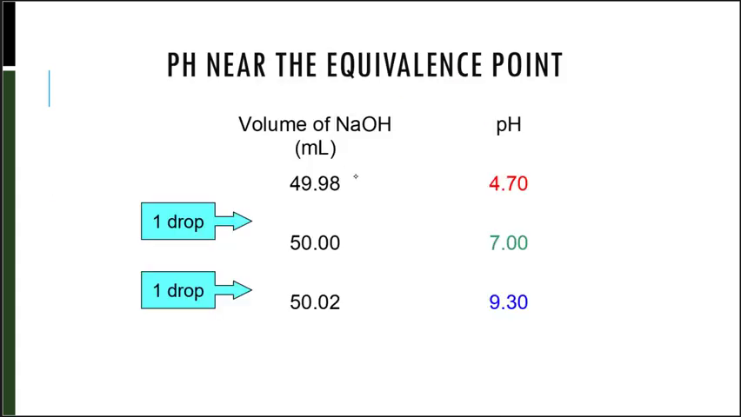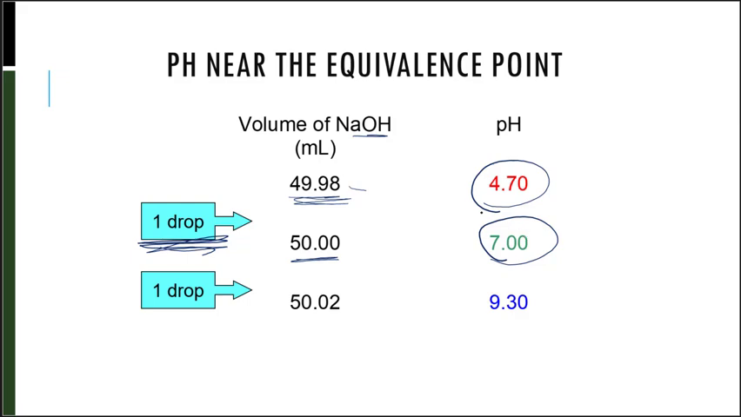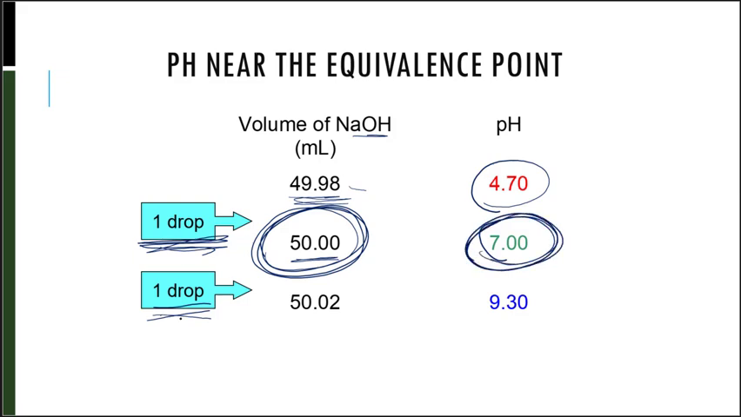This breaks it down even further. At 49.98 milliliters of sodium hydroxide, I had a pH of 4.7. I add 1 drop of sodium hydroxide to get me to 50 milliliters. That took me to a pH of 7. 1 more drop, so now I have used up my HCl. Here is when I had equal moles of sodium hydroxide and hydrochloric acid and a pH of 7. Add 1 more drop of sodium hydroxide, 50.02 milliliters, and my pH went from 7 to 9.3.